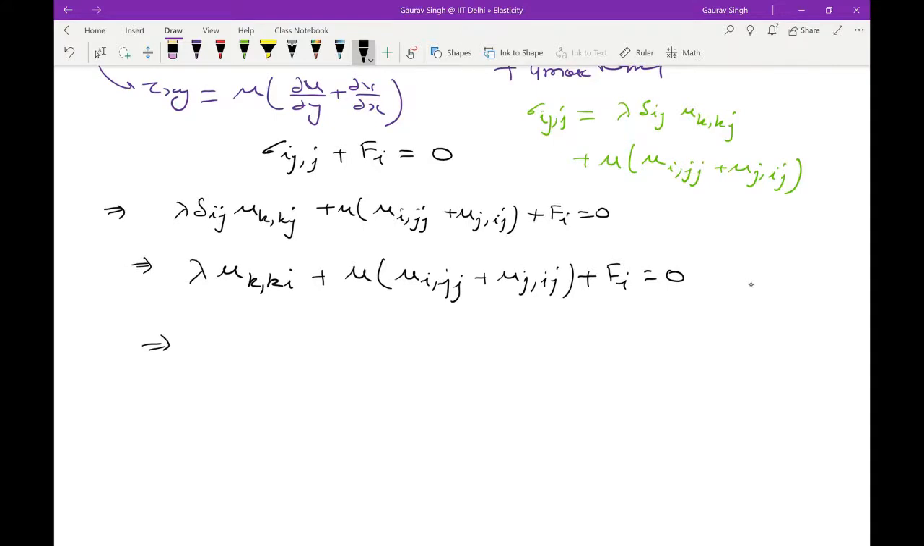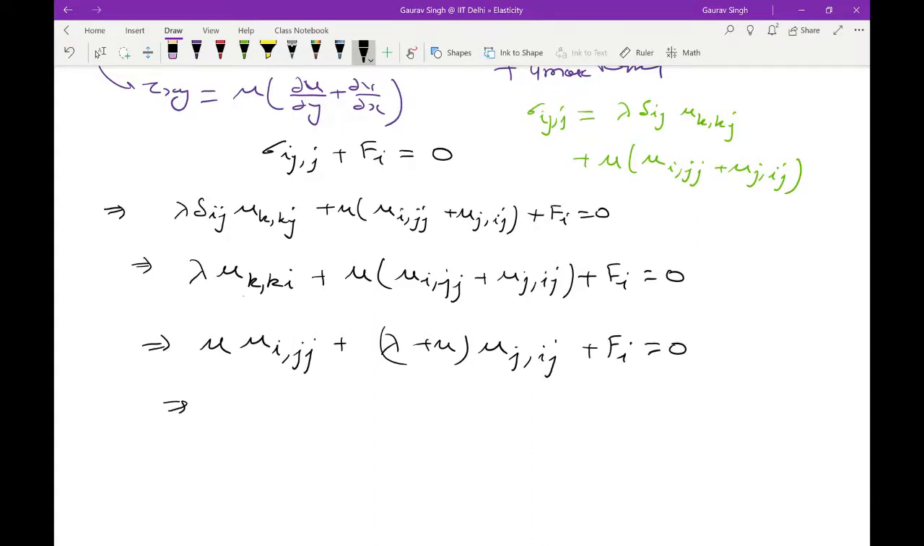This would imply that we can write mu into... my u and mu seem similar when I write, but I hope you can clearly see, because u will always come with a subscript and mu will never come with any subscript or superscript. Okay, so mu into u_{i,jj} plus (lambda plus mu) u_{j,ij} plus f_i equal to 0.